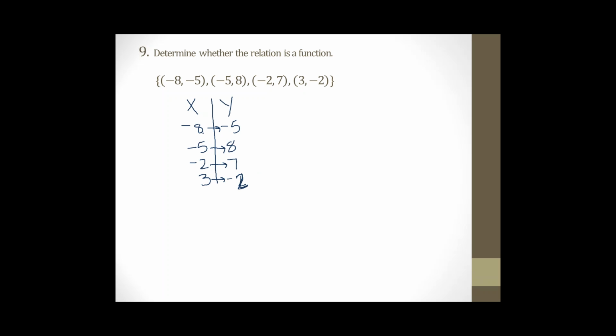So in this case, every x value only has one y value. So this would be a function. Yes, that would be a function. If one of our x values went to two different y values, that would not be a function. But this relation is a function.